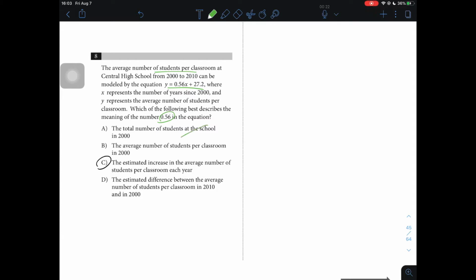Total number, wrong. Nobody mentioned total number in this. The average number: there is an average number, but if the average number is 0.56, then why do they need a function? So it's wrong too. The estimated difference between the average number of students per classroom in 2010 and 2000, that doesn't even make sense. What do you mean, difference? You have to subtract something. There is no subtraction, just a slope. So as you can see, we see the word increasing, per year, and it's all correct.